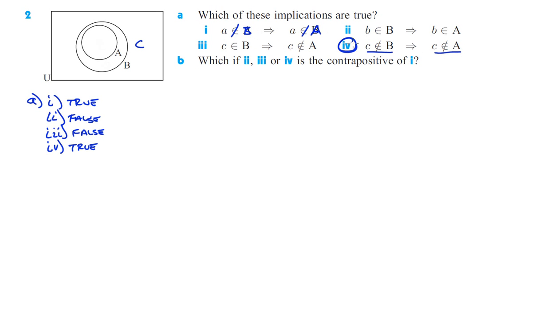So for part B, 4 is the contrapositive of 1. Okay? Okay, let's move on to the next one.